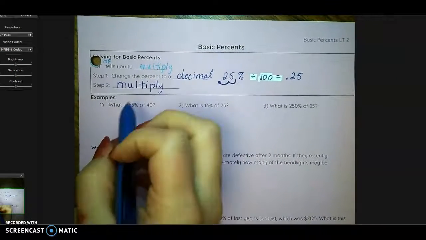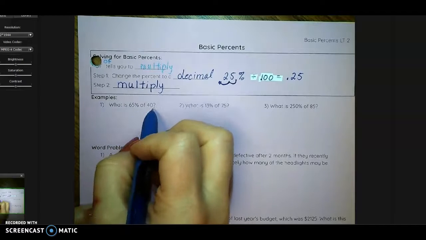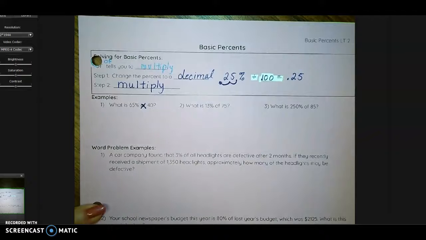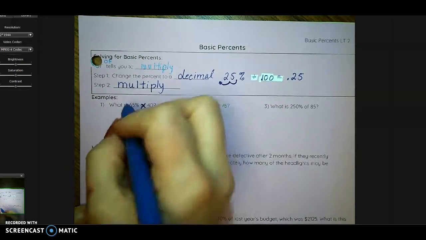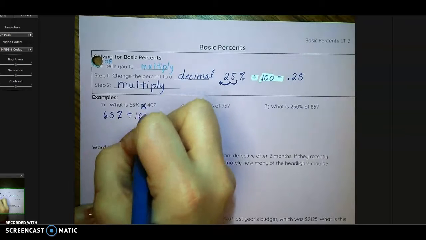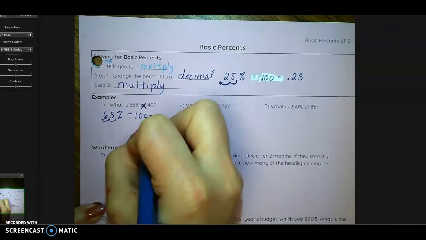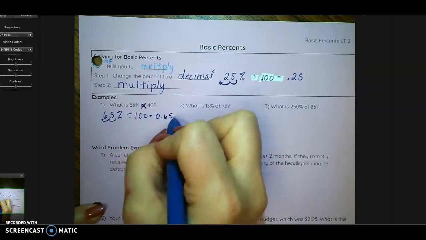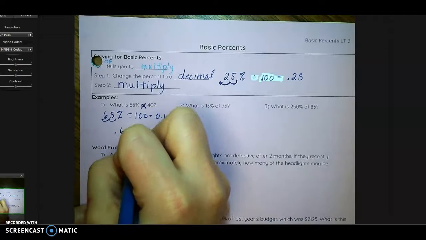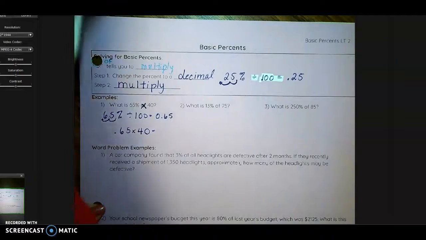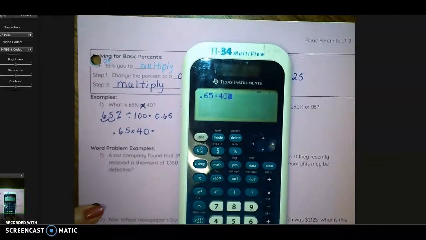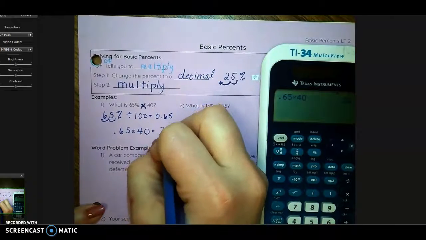So if we look at this one, it says, what is 65% of 40? I always tell my kids to take the "of" and put an X through it, or to make it look like a multiplication symbol. So I know I've got to take 65%, and I'm going to divide that by 100, which means I'm going to move that decimal point over. So now I have my percent as a decimal, and now I'm going to multiply that, and you can use your calculator to do that. I'll also show you some here longhand, and that means 26.